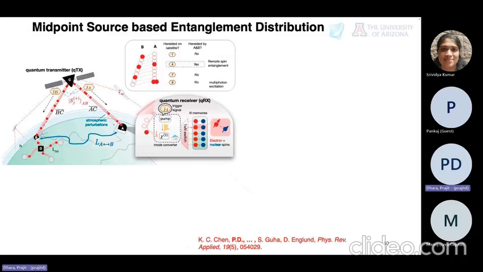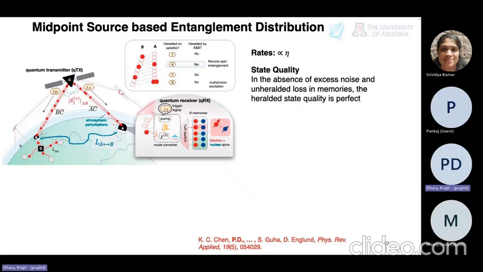The other protocol that we looked at in a different paper was the midpoint source entanglement distribution, where we considered, again, to make it fancy, let's say, a satellite-based protocol where you had a quantum transmitter with the source on a satellite and quantum receivers with memories loading those photons in a two-on-gimbal fashion. Again, now your rates are limited to eta, which is the total loss in the channel, but your state quality is only limited by how good your quantum memories are at loading those photons, if they can discriminate between noisy photons and not.